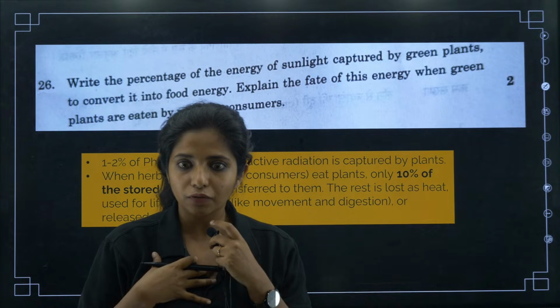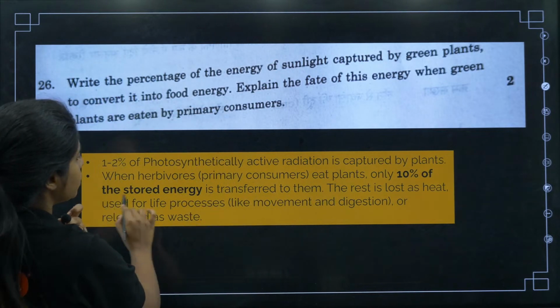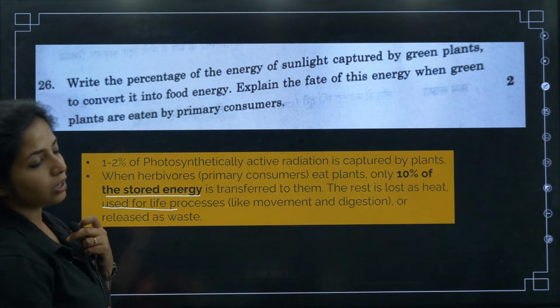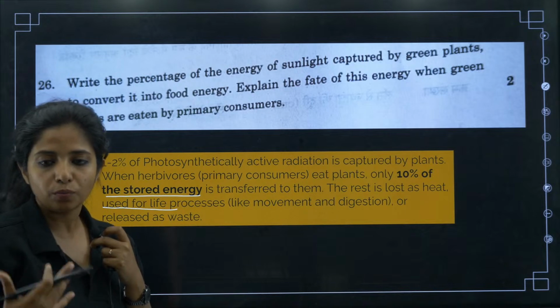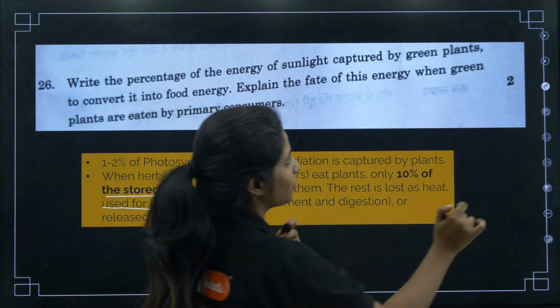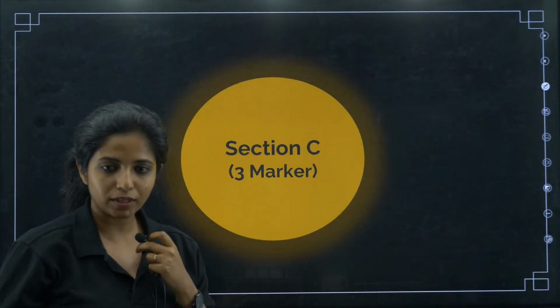I would also be using it for myself, right? So that is the thing. So when herbivores eat plants, only 10% of the stored energy is transferred to them. The rest is lost as heat and used for life processes, that is metabolism, movement, digestion, whatever is there. So if you write these points, you get 2 more marks, that is 6 marks now. Cool. And with that, we complete section B also, that is the 2 marker questions.